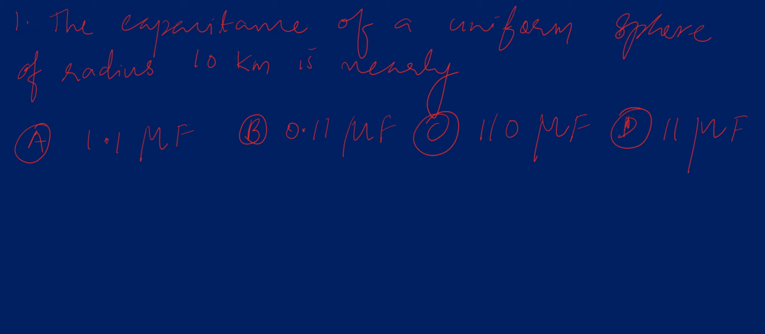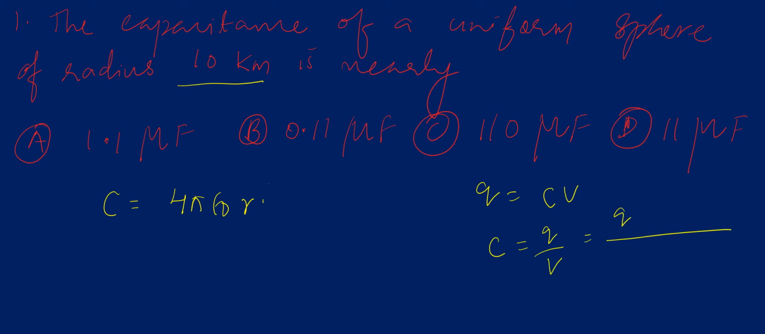The capacitance of a uniform sphere of radius 10 km is nearly. The equation for capacitance is 4 pi epsilon 0 R for a uniform sphere. We already know that charge Q equals CV. From this we can derive the equation C equals Q by V. Q divided by V is actually 1 by 4 pi epsilon 0 Q by R.